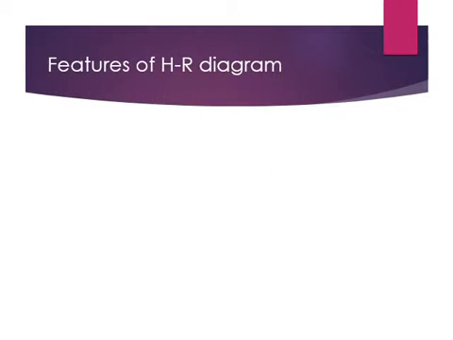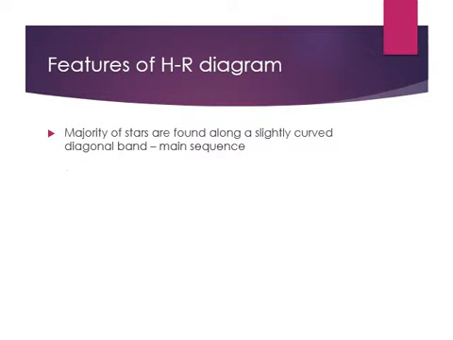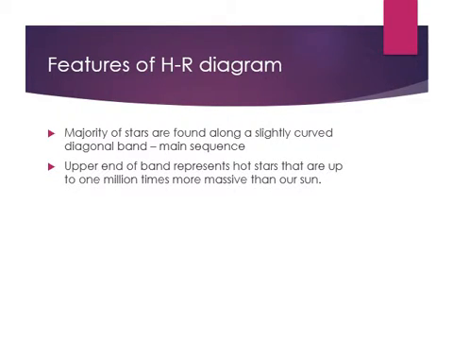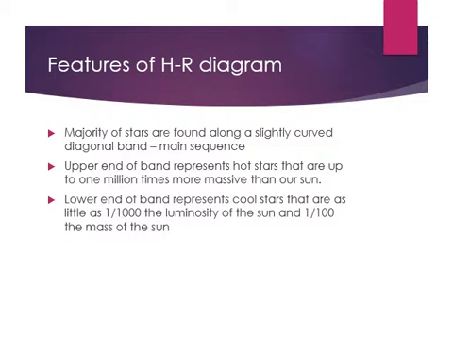So, features of the HR diagram. Well, the majority of stars are found along a slightly curved diagonal band, and these are what are known as the main sequence stars. The upper end of the band represents hot stars that are up to 1 million times more massive than our own Sun. The lower end of the band represents the cool stars that are as little as 1,000th the luminosity of the Sun and 1/100th the mass.